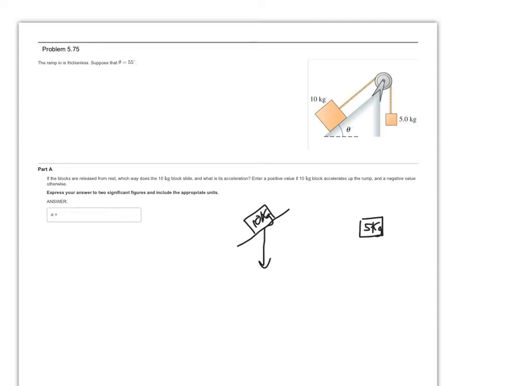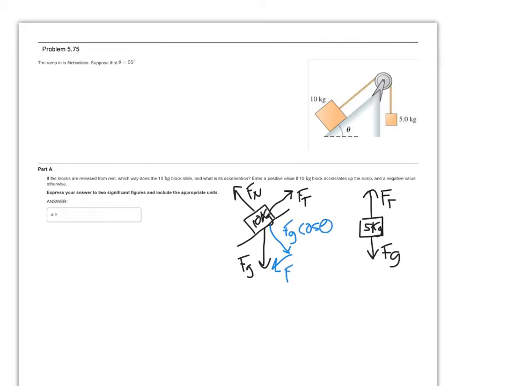So on the 10 kilogram, I have the force of gravity, of course. I have my normal force, and I have that force of tension going up the incline. On the 5 kilogram, I have the force of tension and the force of gravity. I'm going to break that force of gravity into its x and y components. So we're going to have Fg cosine of theta and Fg sine of theta. So I'm going to go ahead and set up my F equals ma for each object.